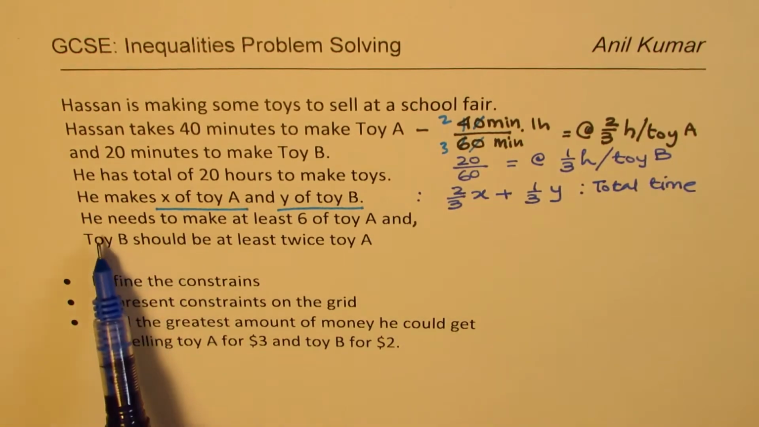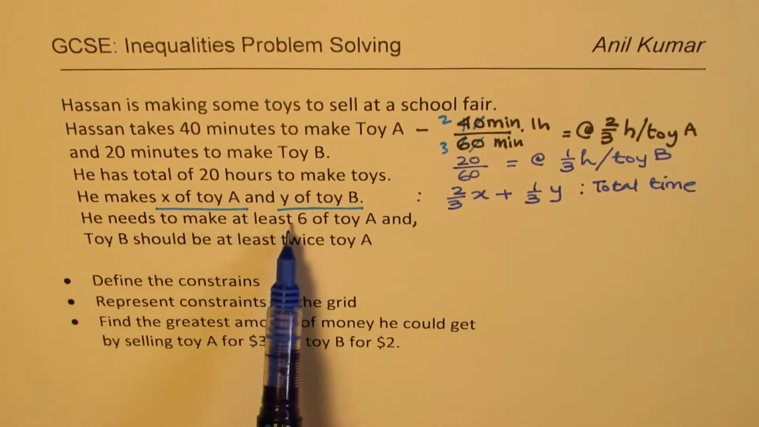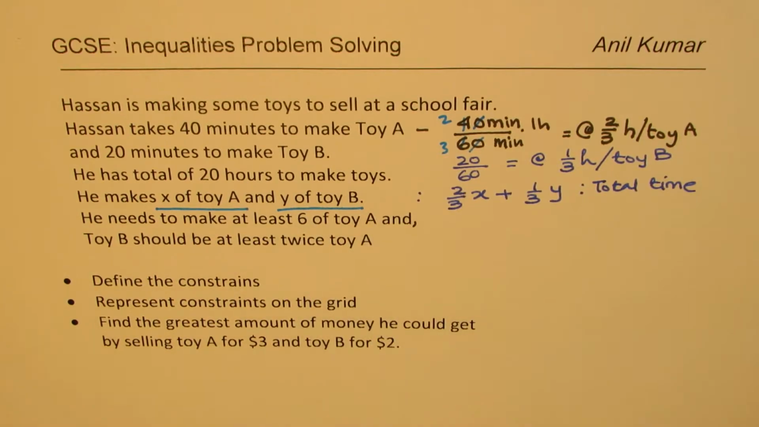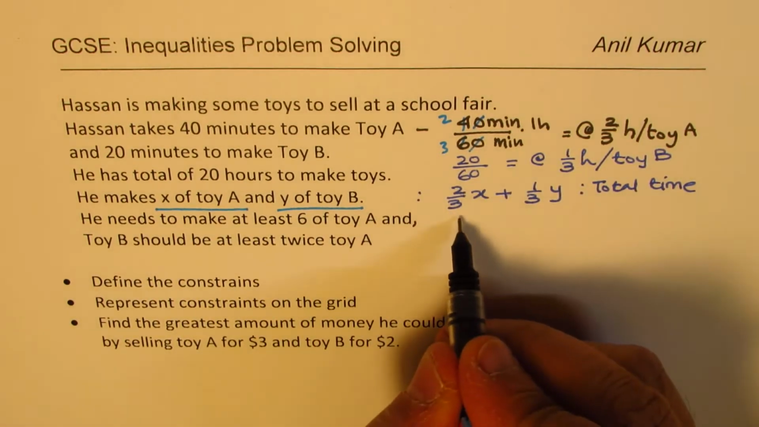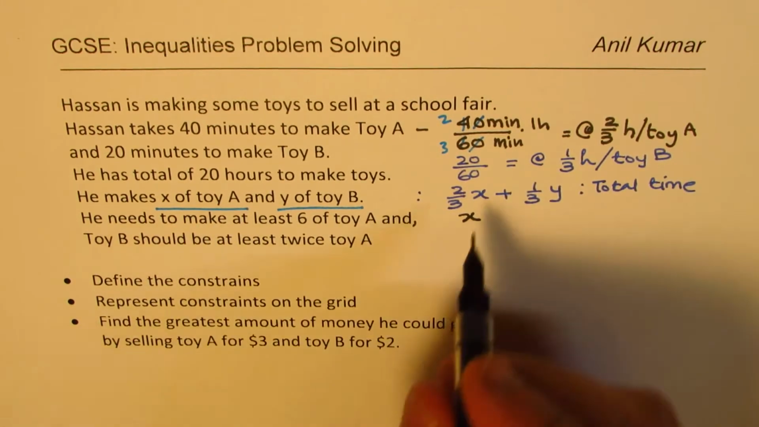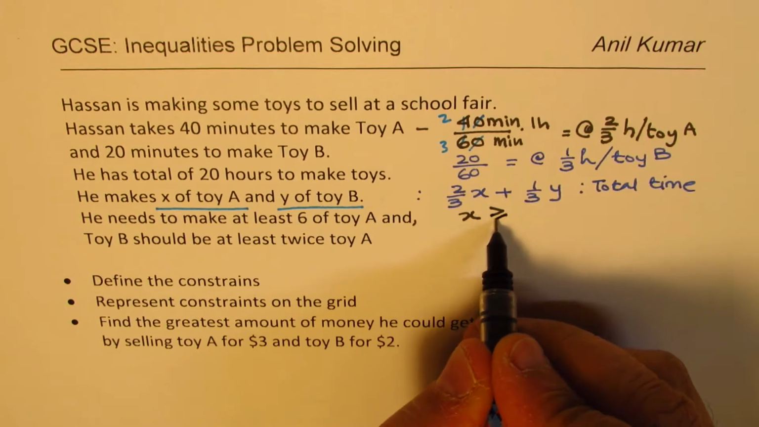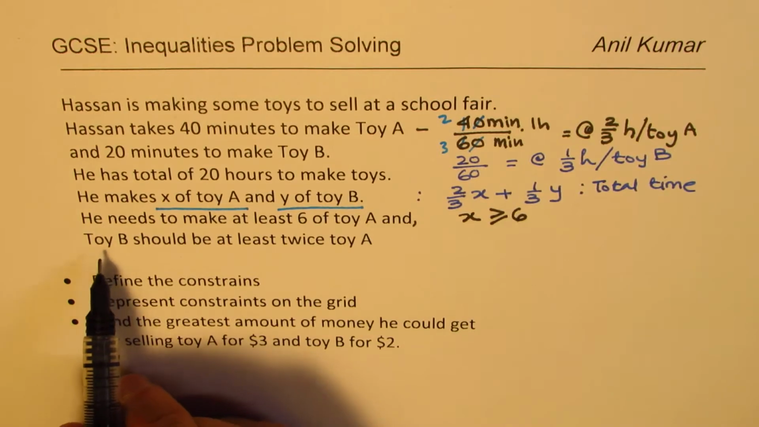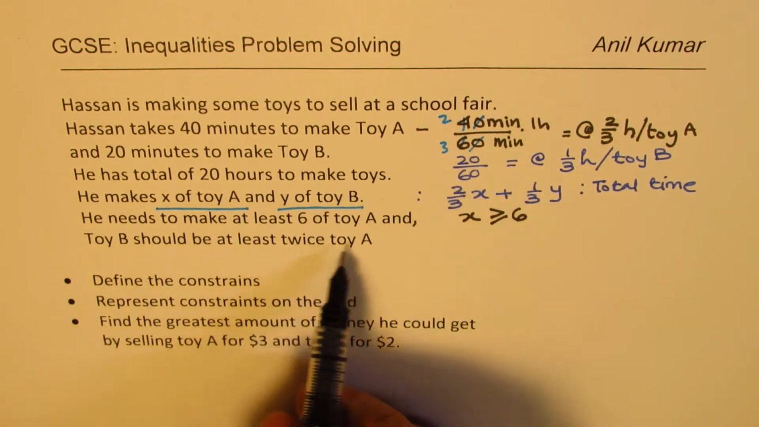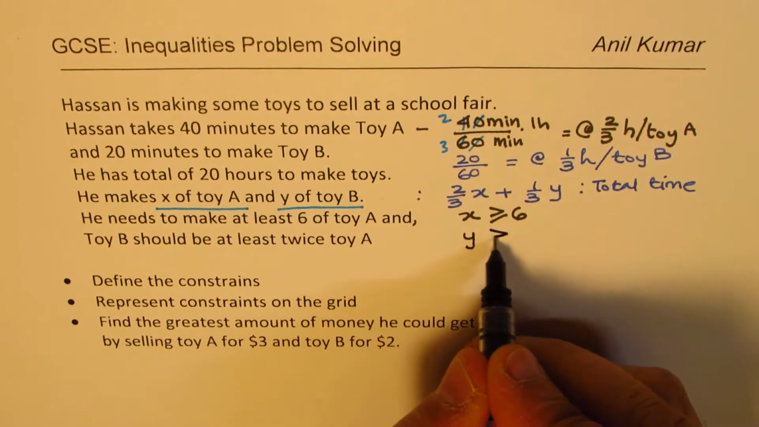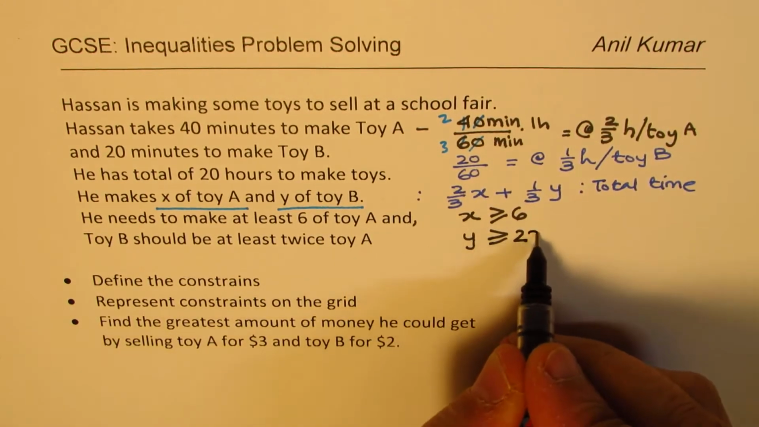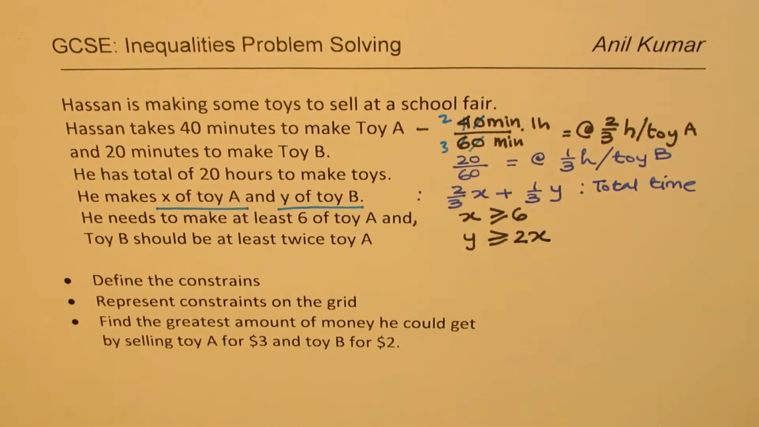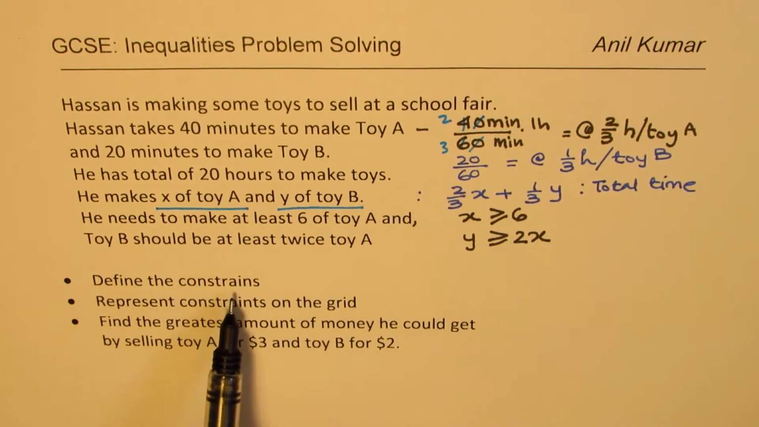right? Then it says he needs to make at least 6 of toy A. So at least 6 of toy A means that X, the number of toys A being made, has to be greater than or equal to 6. That is at least 6 of toy A, and toy B should be at least twice toy A. Toy B's Y should be at least twice toy A, meaning 2x. Is that clear to you? So as we read, we form our equations. Correct? Now let us see, define the constraints.